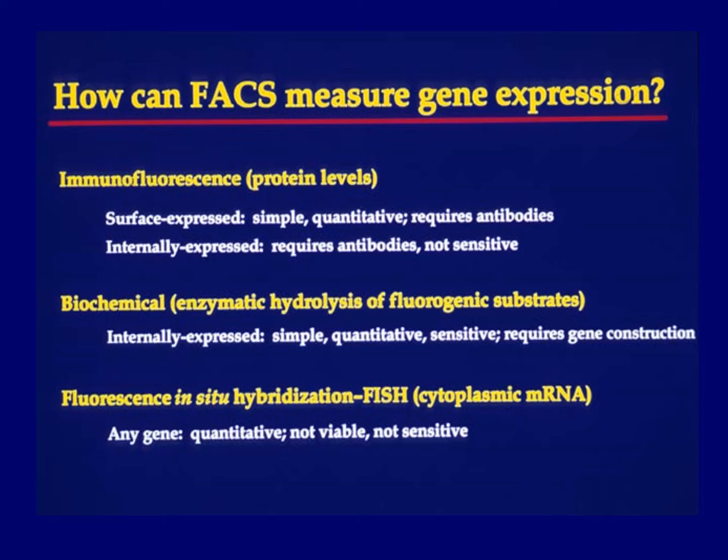You can do biochemical analysis using fluorogenic substrates, like for beta-galactosidase, beta-glucuronidase, and different people have been involved in making, maybe I should particularly mention Gary Nolan and Steve Firing, who were involved in getting the beta-galactosidase assay online. I'll describe that in a bit with another slide. And things like FISH, fluorescence in situ hybridization, looking at any gene. It's quantitative. Of course, you can't do it with viable cells, and it's not particularly sensitive.